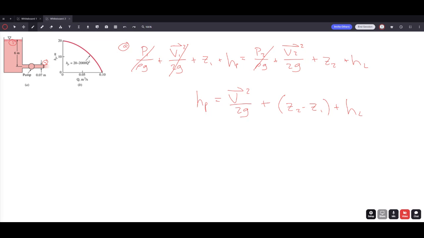So, I forgot to mention part A is determine the volumetric flow rate of the system. And the easiest way to do that is to solve for V by getting head gain and head loss in terms of V, solving for V, and then multiplying it by the area of the pipe. So let's go ahead and do that.